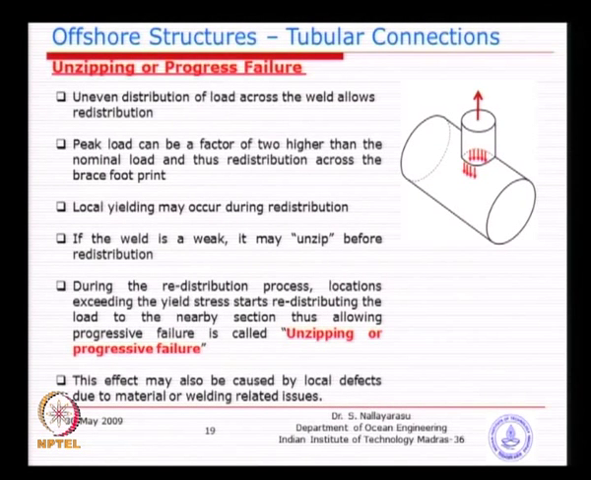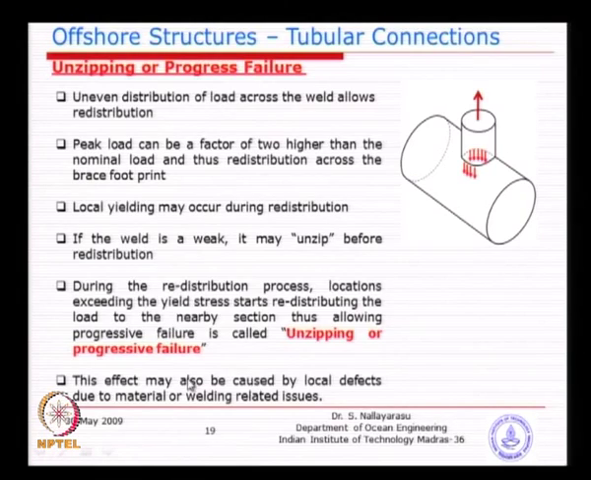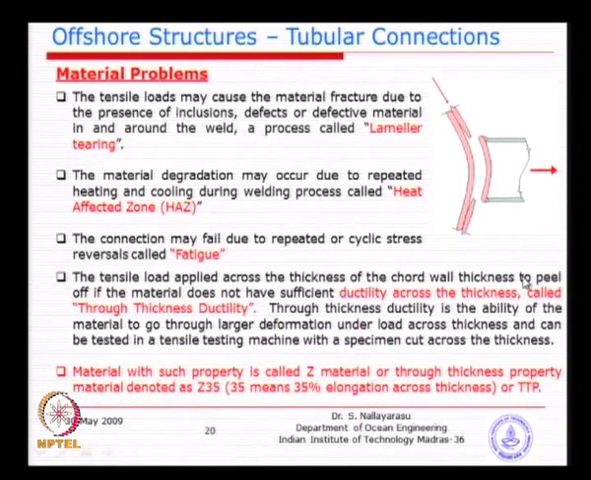This may happen if you have one particular location not welded properly or defective welding, and that is the location that cannot take the load, whereas you have taken the full area for your load calculation, when actually some locations are not able to transfer load, and this progressive failure can easily happen in any type of connection. Last one, basically the material problem.